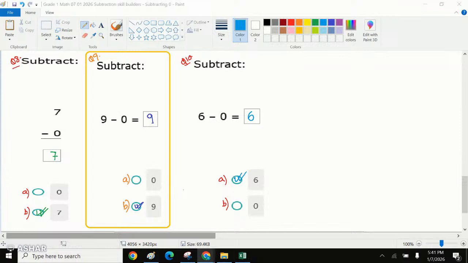Okay. We are done with 10 questions. 9 are remaining. Kindly solve them at home, okay? And if there is any problem, just go through the lesson again, okay?